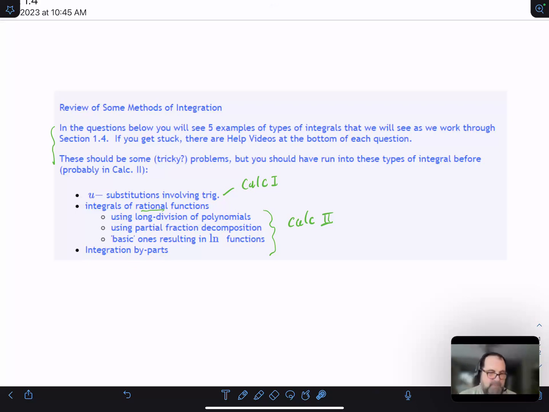Okay, so basically, we will finish up the section 1.4 together in class. We will be running into integrals of these types through the section. So it's just a good idea that you have seen some of this beforehand, and we can not get bogged down in those integrals while we're learning this new method.